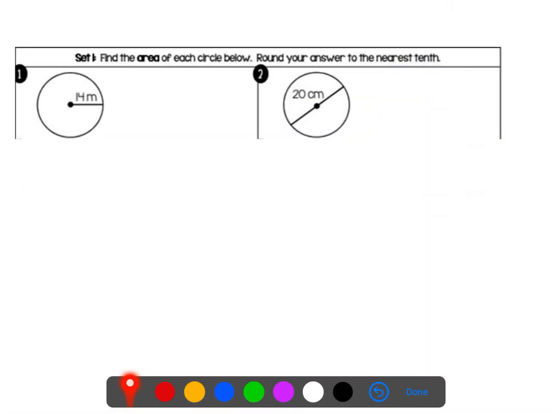Let's look on your handout at the first couple of examples here in the table, and then I'd like you to try the rest using the formula that we talked about. So don't forget, the area of a circle is pi times radius, or pi times radius squared.